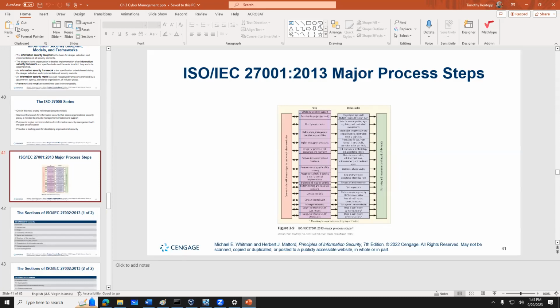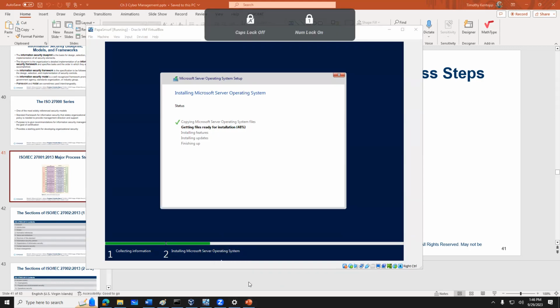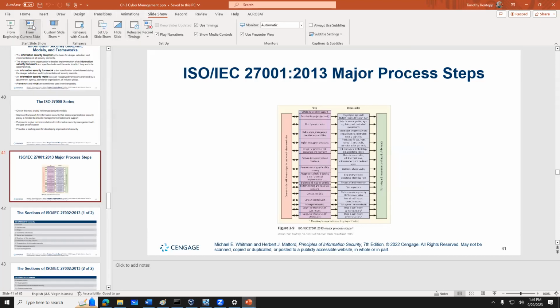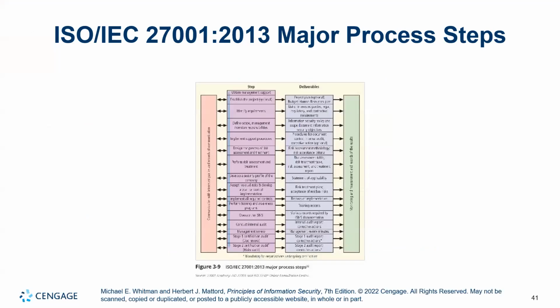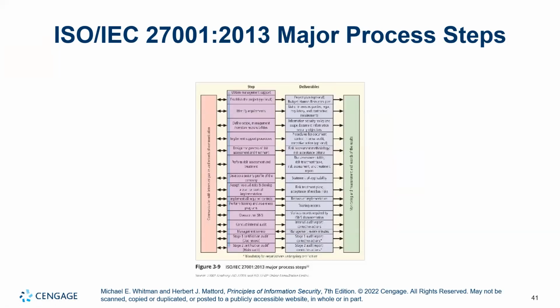All righty. Let's see where we are with this. 48%. Can everyone see the screen? Yeah. But that's not too legible, is it?